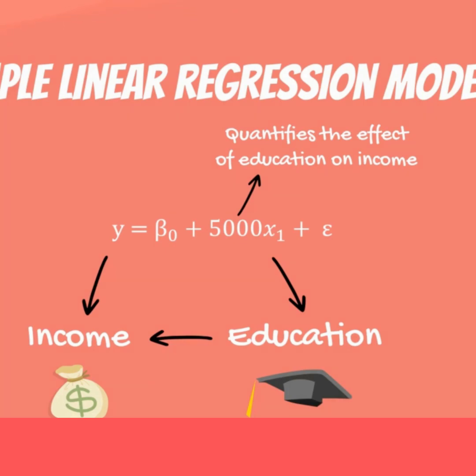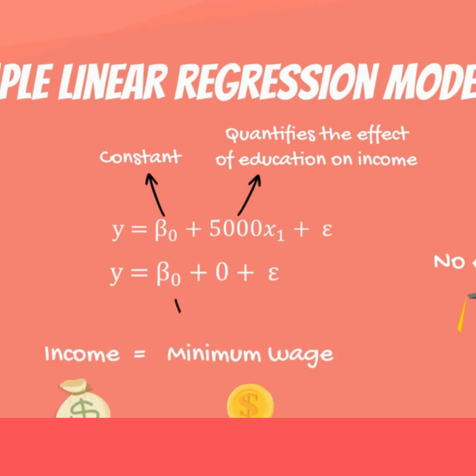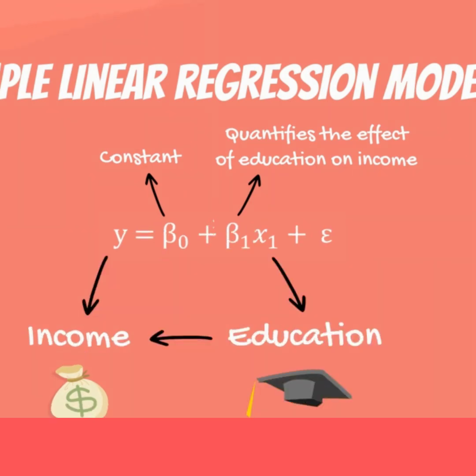The two other components are the constant beta 0 and the error epsilon. In this example, you can think of the constant beta 0 as the minimum wage. No matter your education, if you have a job, you will get the minimum wage. This is the guaranteed amount. So, if you never went to school and plug an education value of 0 years in the formula, the regression will predict that your income will be the minimum wage. Makes sense, right? Okay, the last term is the epsilon.